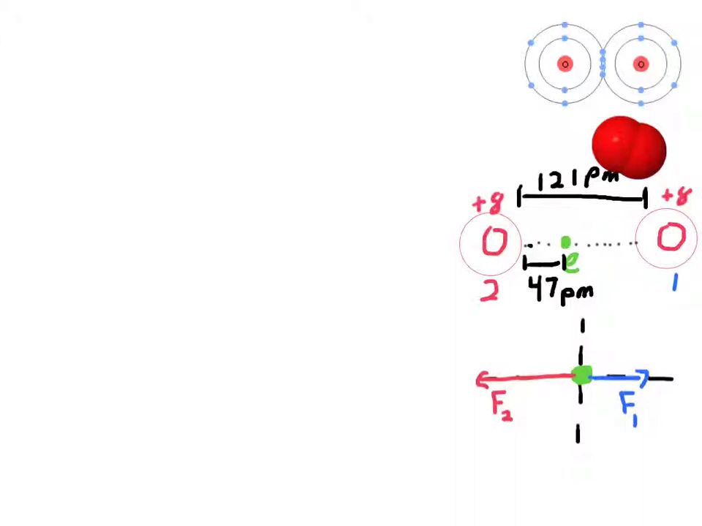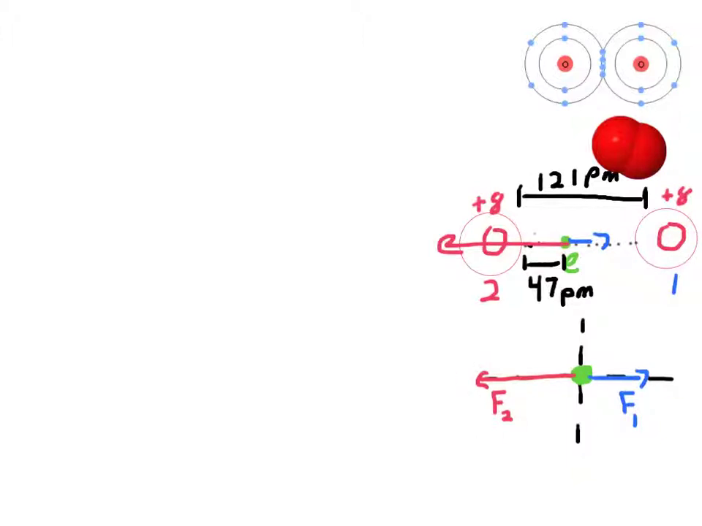Now, I'm going to have 2 forces on this electron. Number 1 is going to be pulling a little bit this way, and number 2 is going to be pulling a lot harder that way, right? Because it's closer over there to the second oxygen molecule, thus it's going to have a lot greater force. Free body diagram of that looks something along these lines over here.